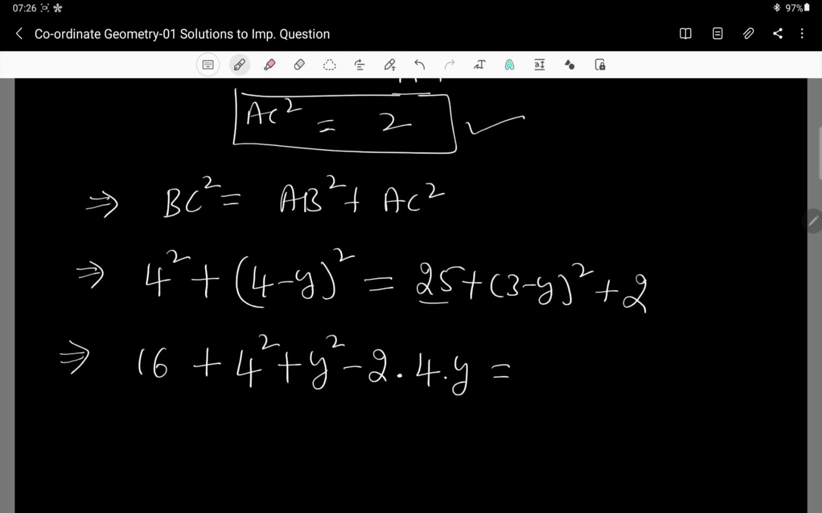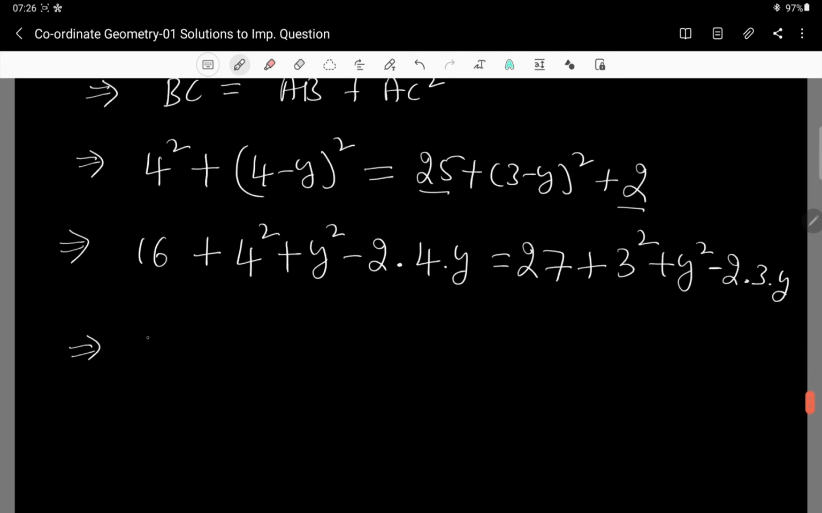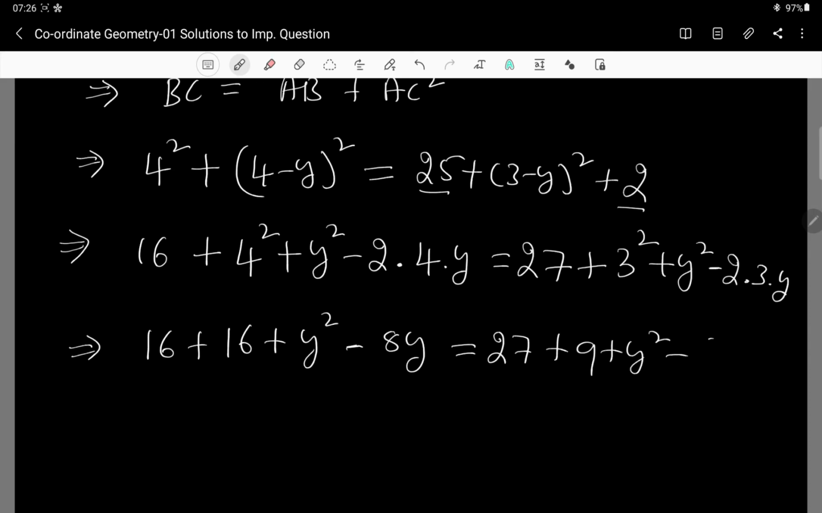and that is equal to 25 plus 2 is 27. Alright, plus a minus b whole square is a square plus b square minus 2ab. So it becomes 16 plus y square minus 8y, and that is equal to 27 plus 9 plus y square minus 6y. 16 plus 16 is 32. You can cancel this y square and y square here only, no? So 32 and minus 8y is equal to what it becomes.